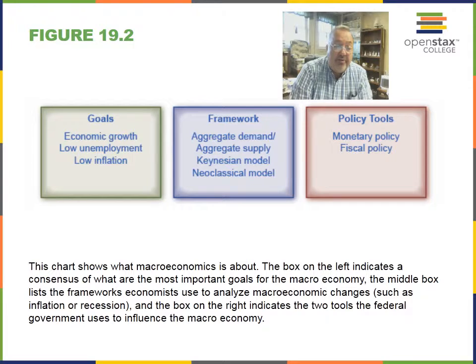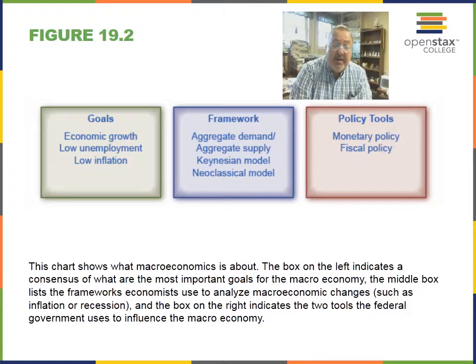The framework we use to measure is aggregate demand, total demand, and aggregate supply, total supply. We're going to look at some different models. We're going to look at Keynes. Keynes came in toward the end of the Depression, and some of his tools were used to actually get us out of the Depression. The thing that really got us out of the Depression was World War II. We're also going to look at some of the neoclassical models, and some of the tools the government currently uses.